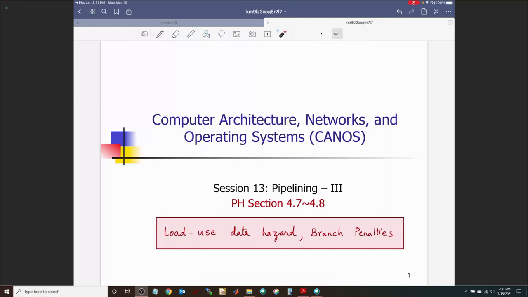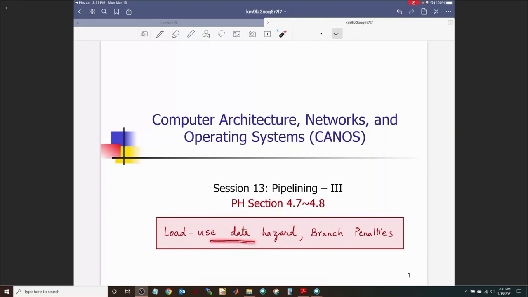Good afternoon, you guys. Today we will be continuing our conversation on pipelining structures, pipelining processors. This is your third and last part of the pipeline series. Today we'll be focusing on the load use data hazard, which is a type of data hazard that we cannot fix with forwarding, register forwarding.